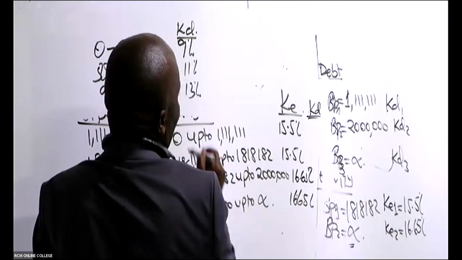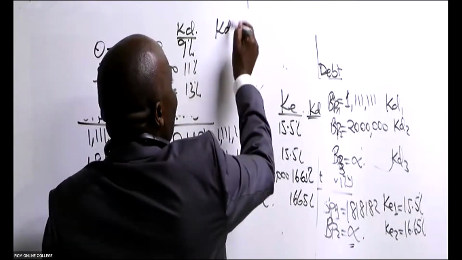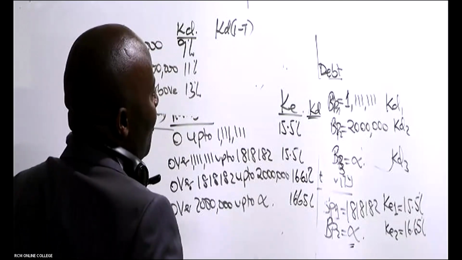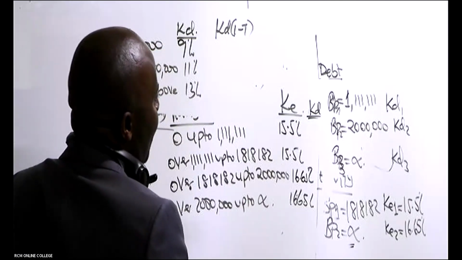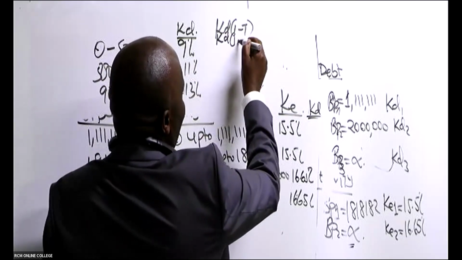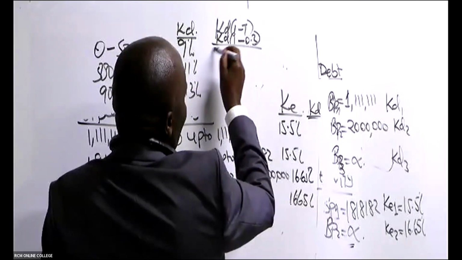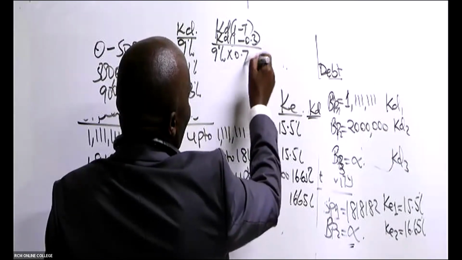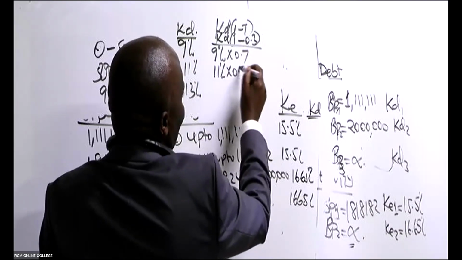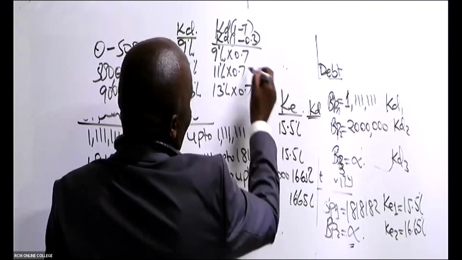So the only thing that you need to do for these interest rates is to adjust them for taxes. Remember, the rate of tax has been given. Is there somebody who is able to see the rate of tax? So it will be KD times 1 minus 30%. Like now this will be 9% times 0.7. This will be 11% times 0.7. This will be 13% times 0.7, like that.